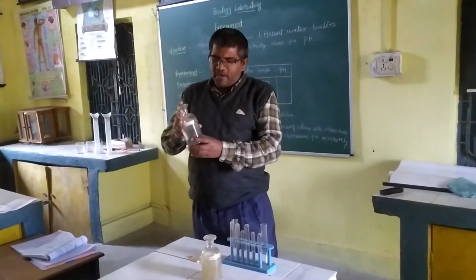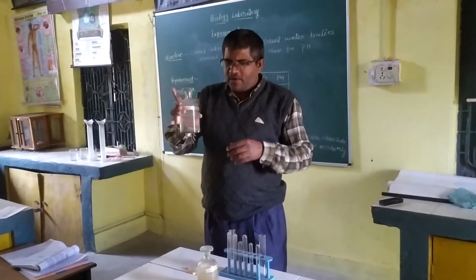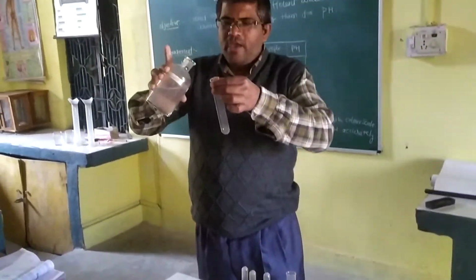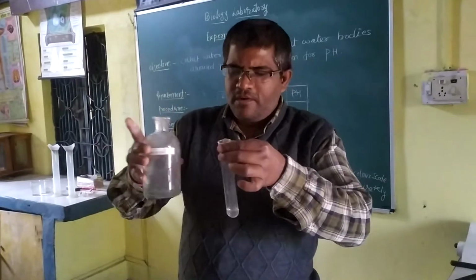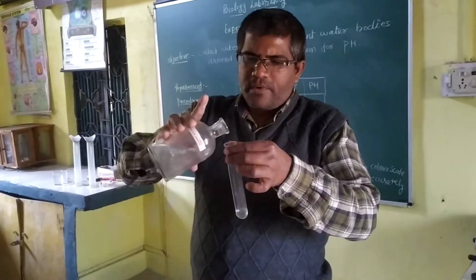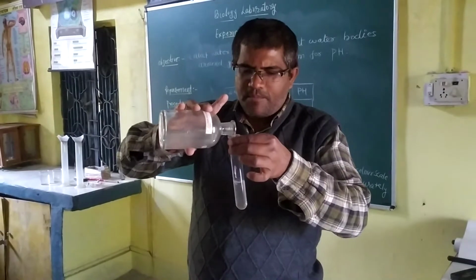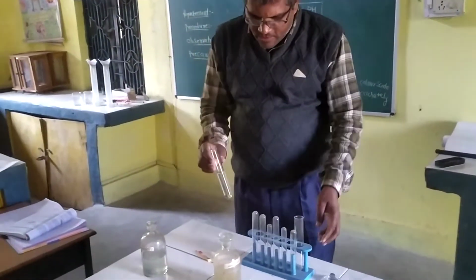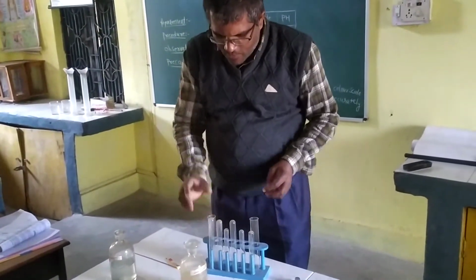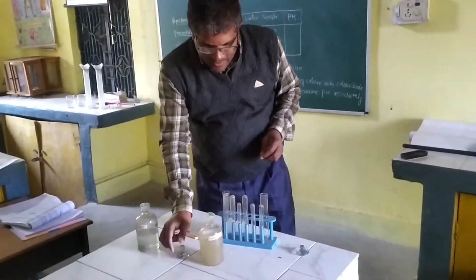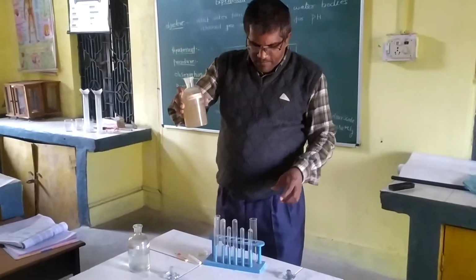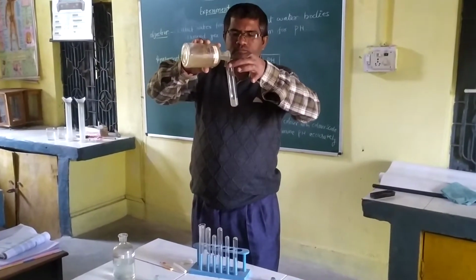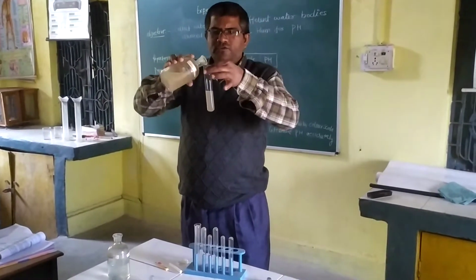First you have to take the water sample. This is the water sample we have collected from the pond. Before taking the water sample, we have to stir it properly and take the water in one test tube. It is the water collected from the pond. Then the second sample of water, collected from the drain, we have to take also in a small test tube.